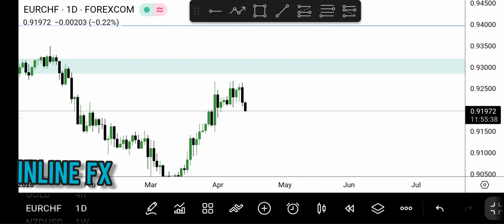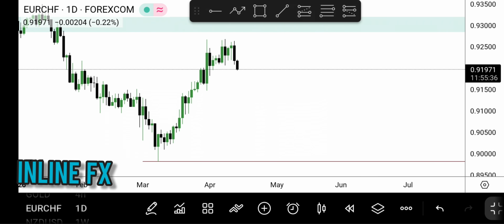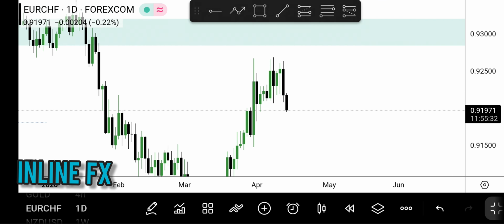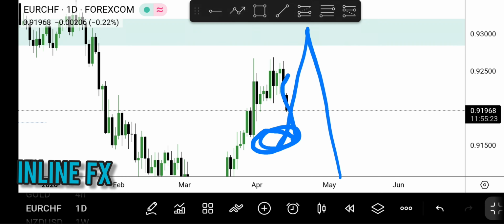Yeah, so when we come to the daily, we are seeing that price is dropping. So in this drop, we are looking for where to get some buys, push price higher, and then drop lower.